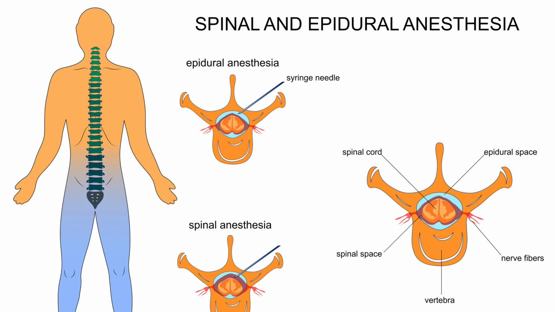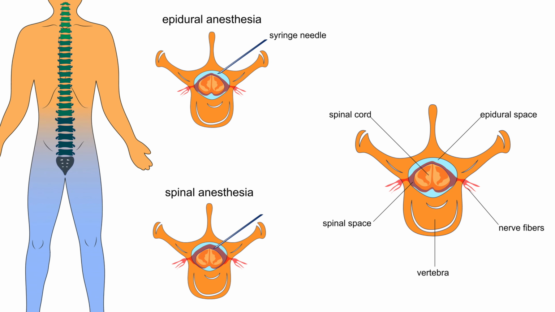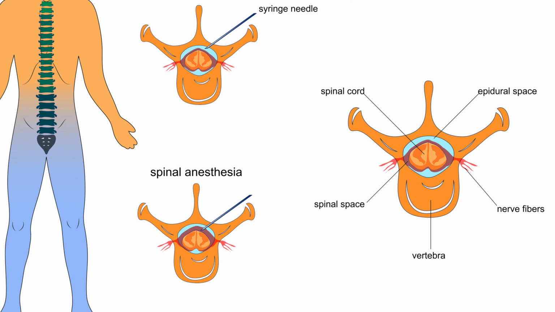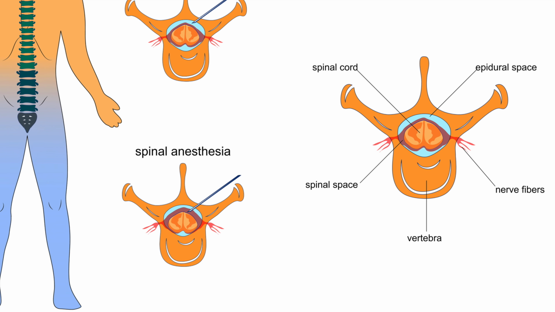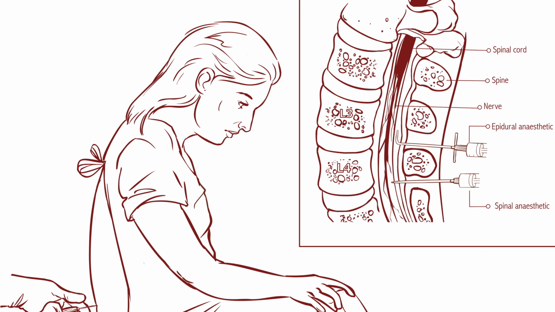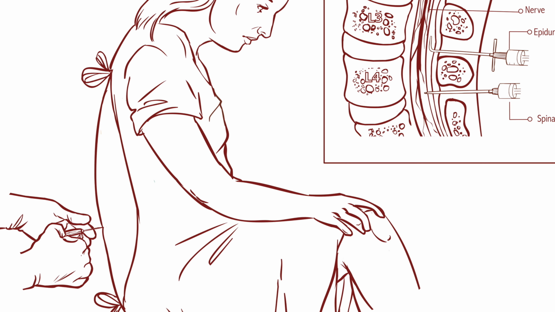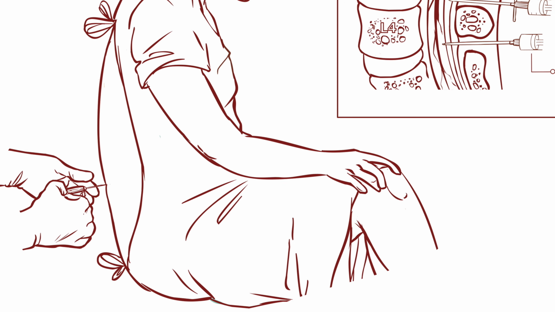Spinal anesthesia is a local anesthetic that is injected directly into the fluid surrounding the spinal cord in the back and is most commonly used for hip and knee replacement surgery. Epidural anesthesia is where local anesthetic is injected directly into the epidural space and is used most commonly in childbirth and labor.